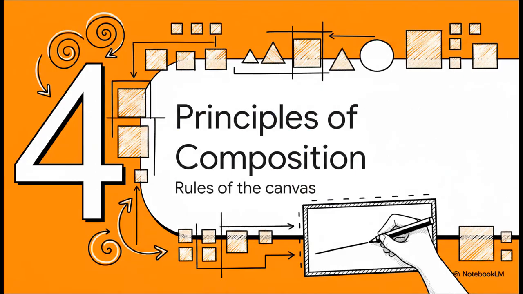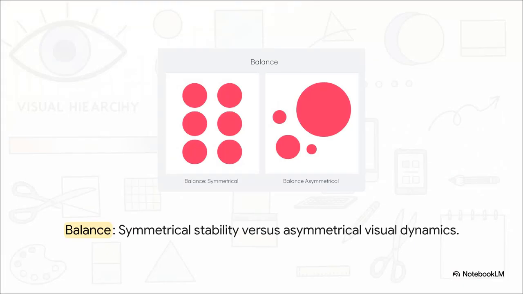Section 4. Principles of composition. Now that we have our elements, we need the rules of the canvas. Let's start with balance, which is all about distributing visual weight.